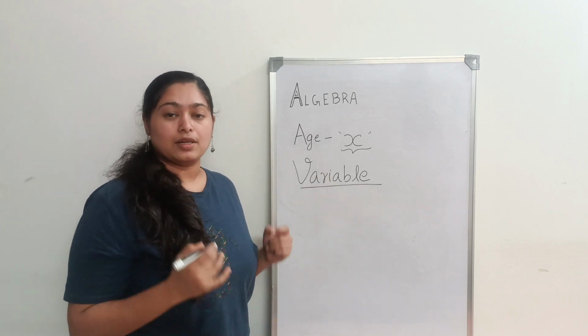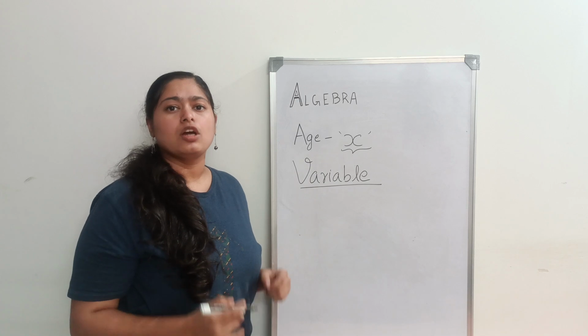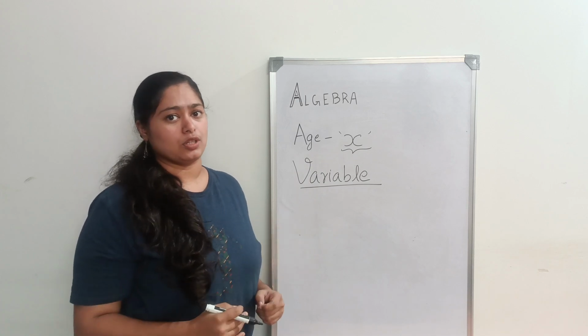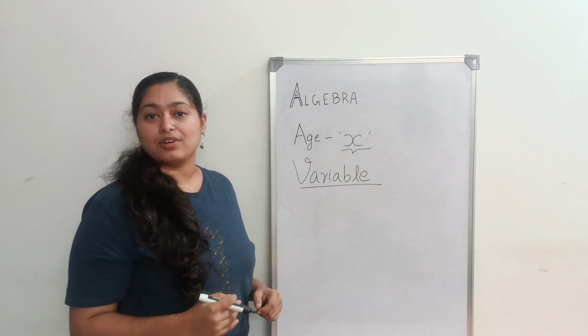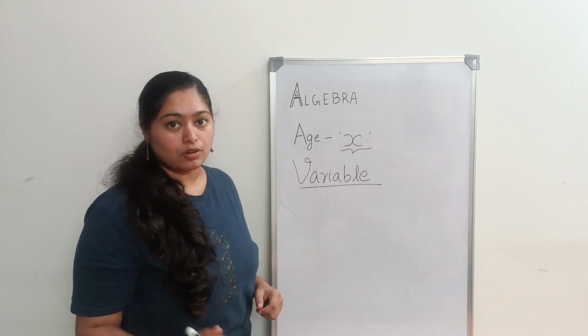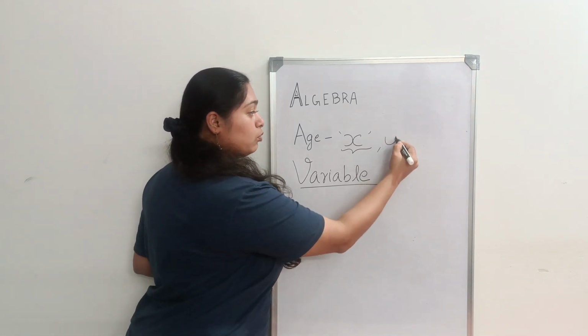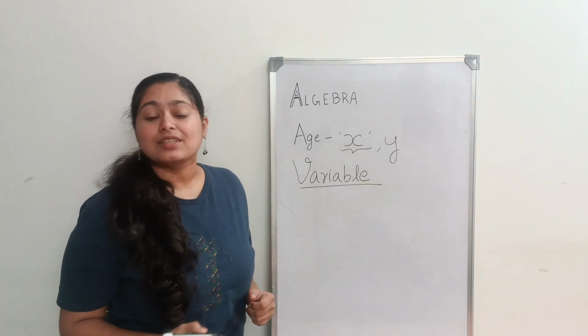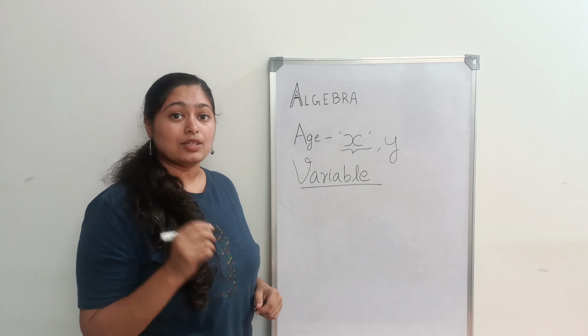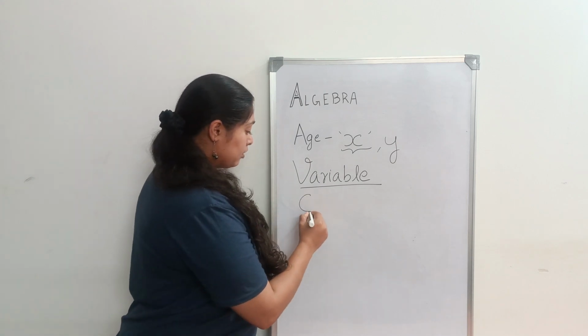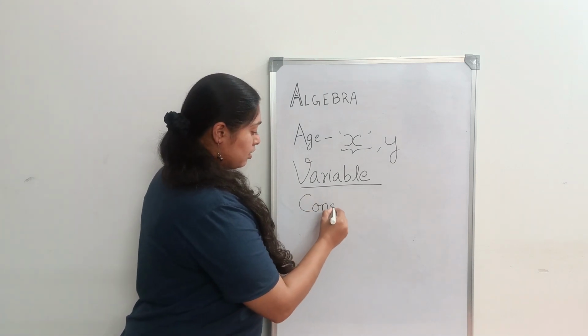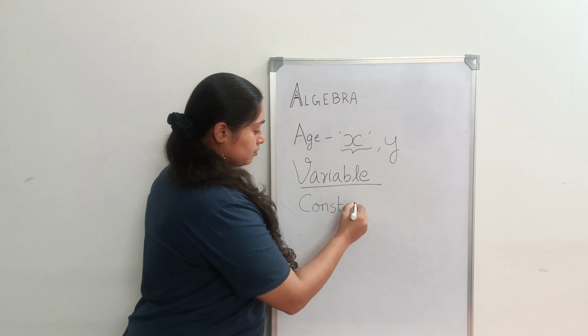So in algebra, any letter that you use to represent a changing value is called a variable. You can use any letter for this. X, Y are the common ones, and if you want, you can use other letters also. Now the second word I am going to write here is constant.